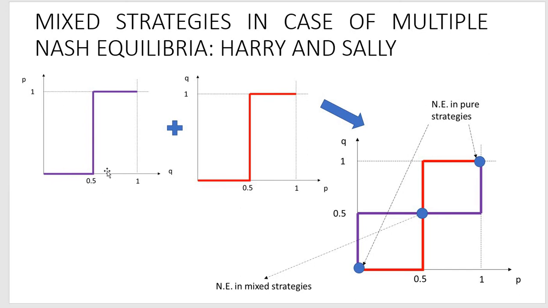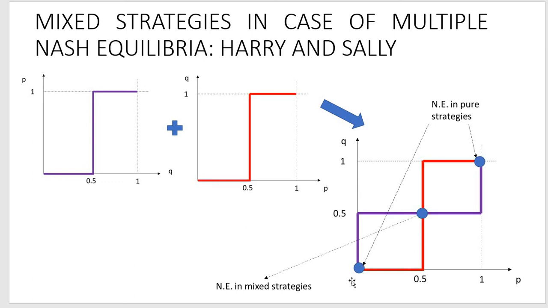Then, when Q is equal to 0.5, it goes parallel to p-axis. Again, parallel to p-axis. And finally, if Q exceeds 0.5, it goes parallel to q-axis. Here, parallel to q-axis. As a result, we have three intercepts, which makes sense. So, there are three equilibria possible.